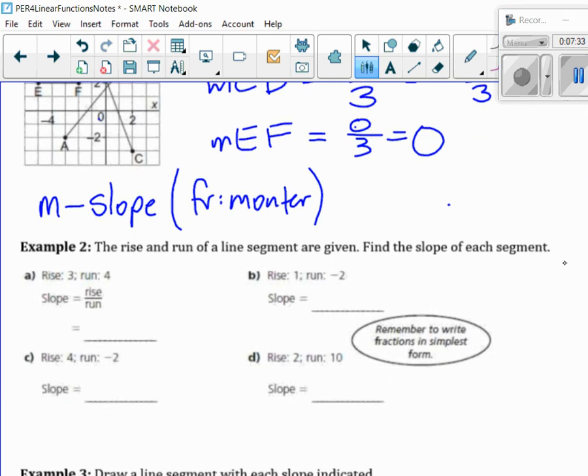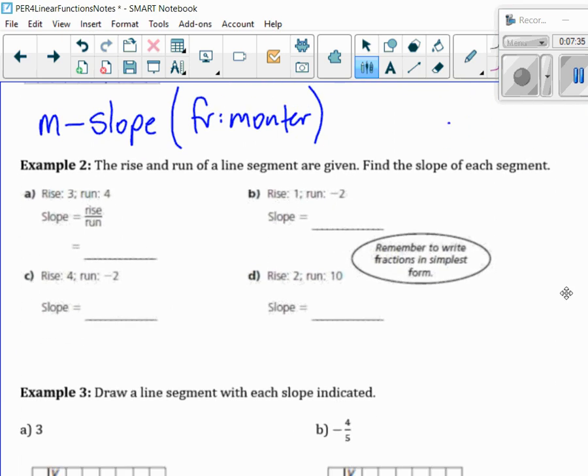Okay, I'll give you a second to figure out this now. Slope needs to be in lowest terms. So if it's a fraction, like for instance 4/8, you should reduce it to 1/2. If it's a fraction like 8 over 4, you should reduce it to the whole number 2. Okay? So I'll give you a second to do this.